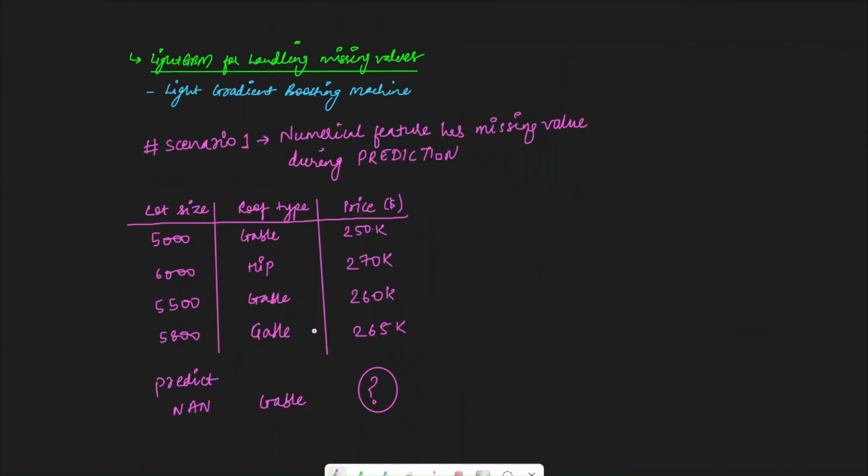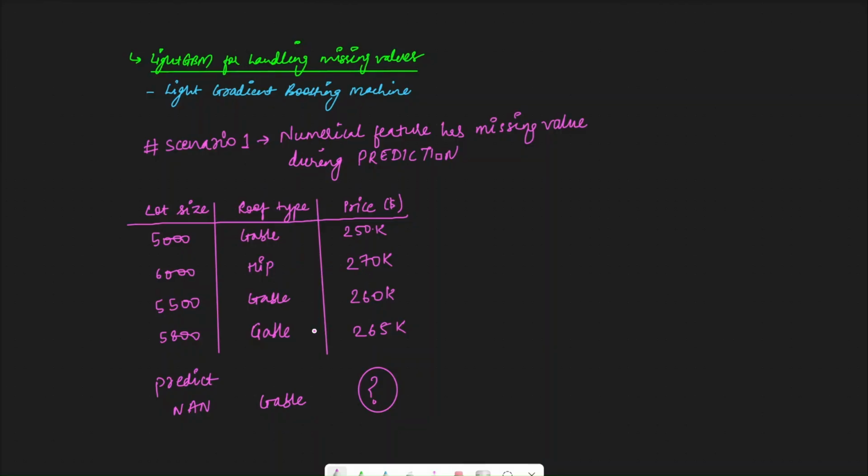Now the next category of algorithms which can inherently handle missing values is LightGBM, or Light Gradient Boosting Machine. There are a few scenarios that we have to cover here, like whether the missing value is found at the time of training or at the time of prediction, and also whether that column is numerical or categorical. So let's understand these scenarios.